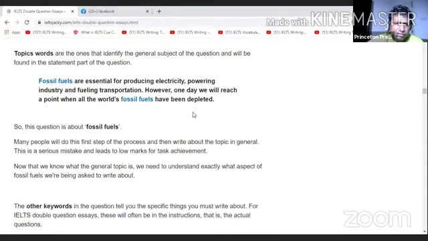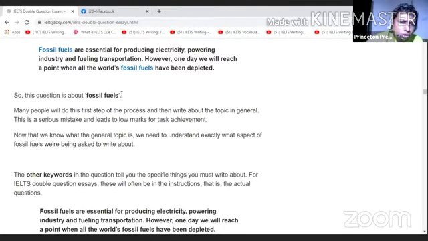Fossil fuels are essential for producing electricity, powering industry, and fueling transportation. However, one day we will reach a point when... So we will have to focus the whole thing on fossil fuel. If you focus on another thing, you're not going to get marked. Many people do this first step in the process and then write about the topic in general. No, you're not writing about the topic in general. This is a serious mistake and leads to a low mark for task achievement. You'll have to focus on fossil fuels.